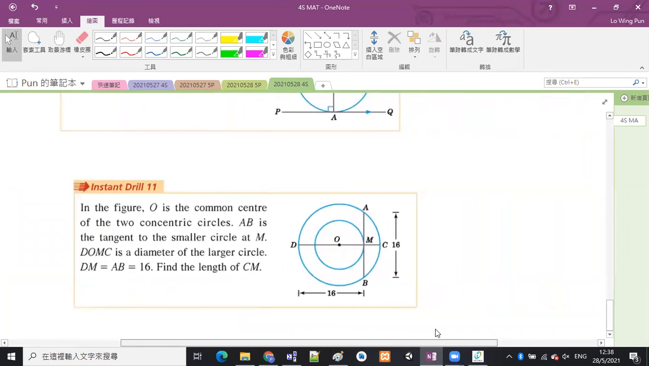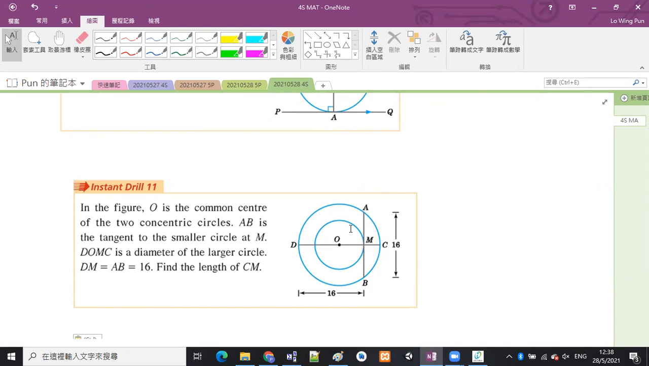Question 11. In the figure, O is the common center of the two concentric circles. AB is the tangent to the smaller circle at M, and DOMC is a diameter of the larger circle. We have two lengths here, and I want to find CM. That is this length.